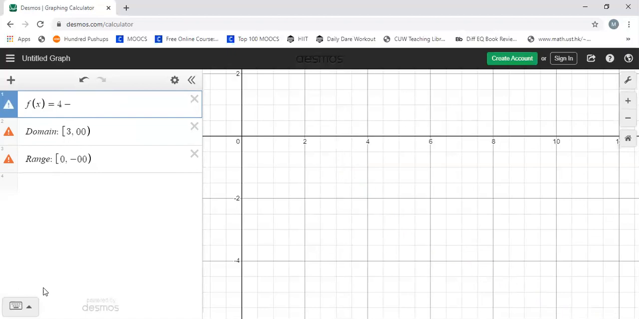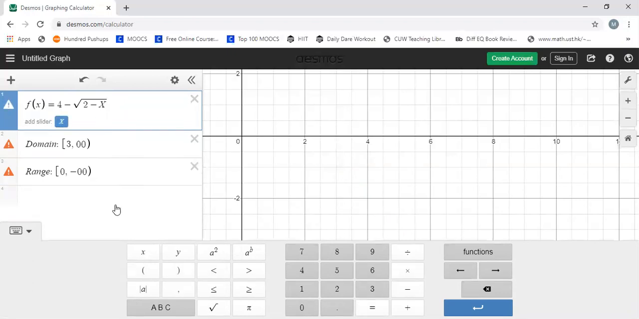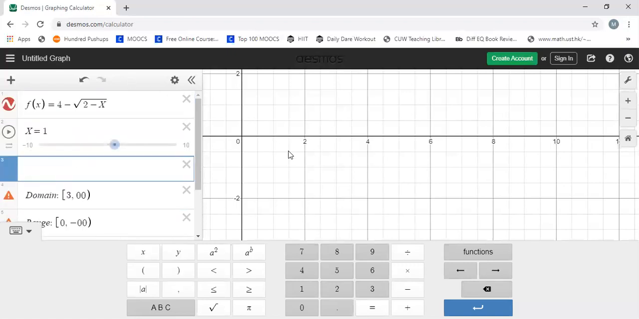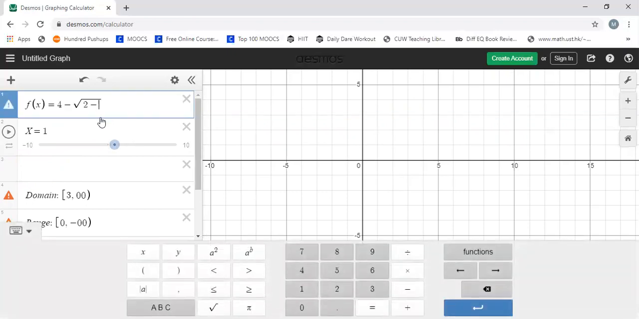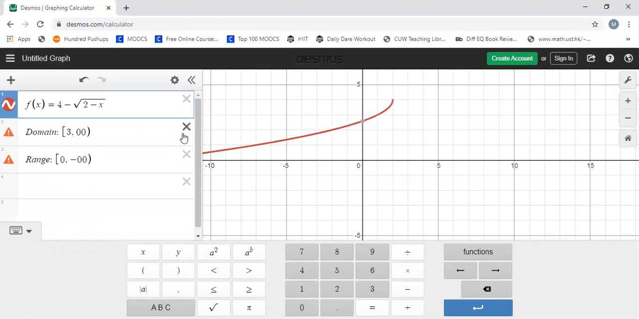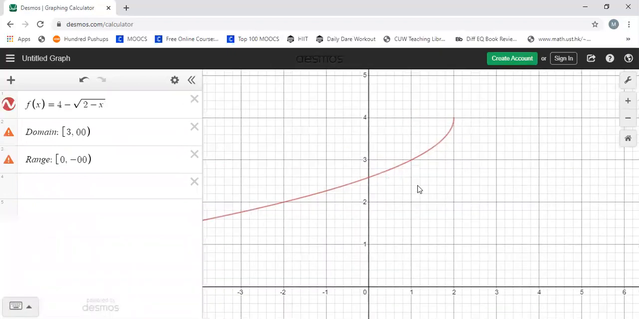4 minus the square root of 2 minus, oops, that's the one I just did. No, it's not. 2 minus x. That is absolutely not. And my caps lock on. I don't want a slider or a blank. All right. This looks better. All right.